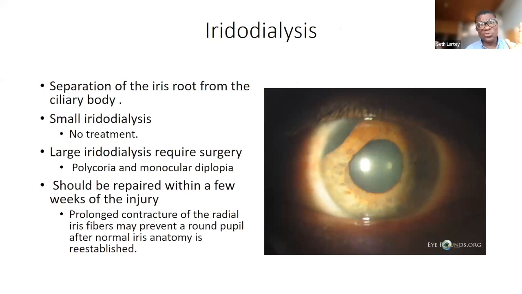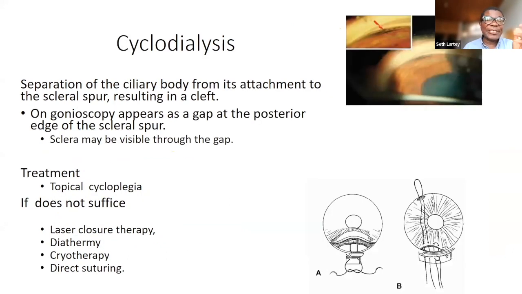If it's a small iridodialysis, then no need to treat these patients because they usually become asymptomatic. Larger iridodialysis requires surgery because the patients have polychoria and monocular diplopia. And if you need to repair it, you must repair it quickly, within a few weeks of the injury, because when you wait too long, even when you repair the iridodialysis, the pupil still remains not round, right?